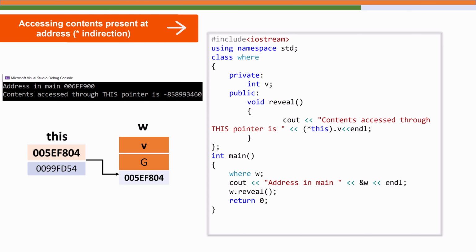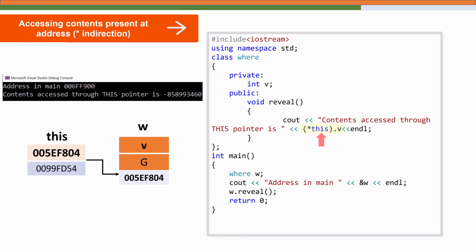So if we want to access the data members of the object that this is pointing to, we first need to dereference it just like any other pointer. That is done using the star operator. So when we write star this, we are saying go to the object that the this pointer refers to. Let's see that in code.